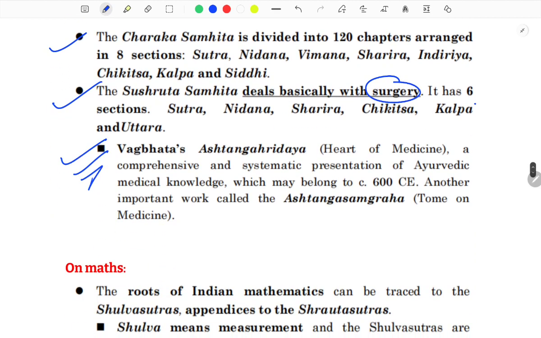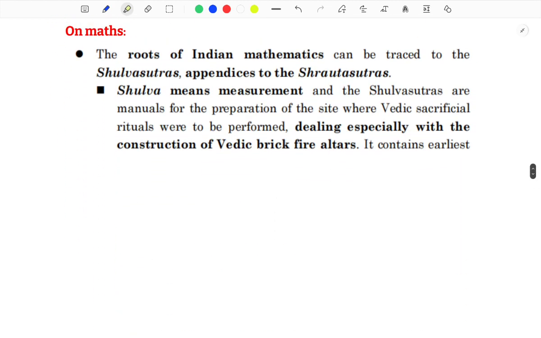Now this is important, keep this in mind. Vagbhata's Ashtanga Hridaya, the heart of medicine, is a comprehensive and systematic presentation of Ayurvedic medical knowledge, which may belong to 600 AD. Another important work of Vagbhata is Ashtanga Sangraha, a tome on medicine. Now come to the maths.